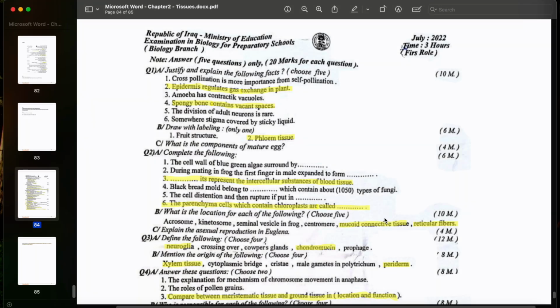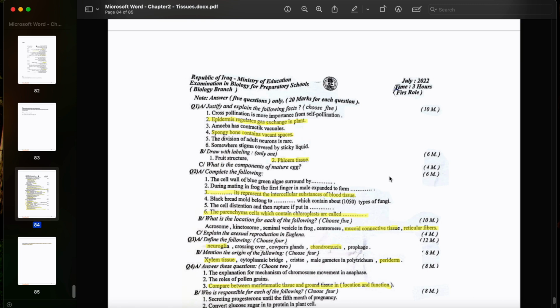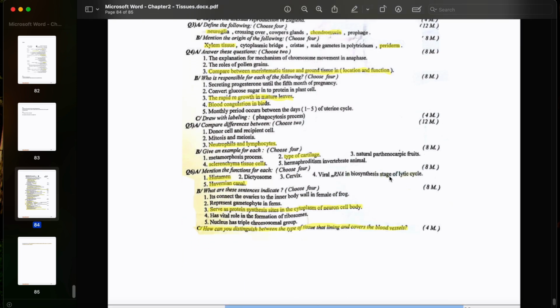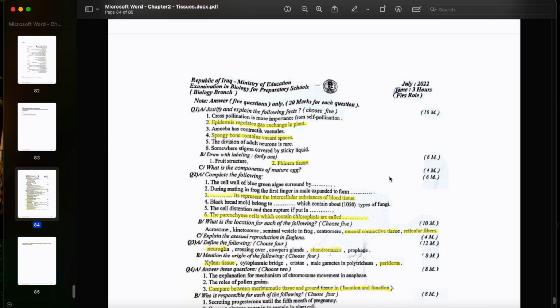What's up, guys? Now, let's review this question copy here. This question copy is already in English, so I didn't have to translate anything. Also, you can see that half of the question paper is questions from the second chapter. And you might think, okay, this is weird.